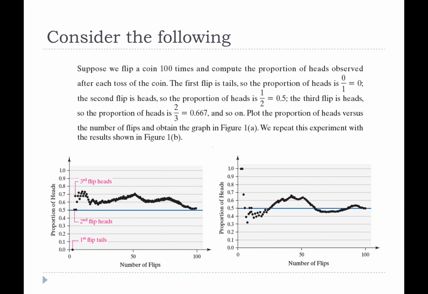Consider the following. Suppose we flip a coin 100 times and compute the proportions of heads observed after each coin toss. The first flip is tails, so the proportion of heads is 0 out of 1, which means 0%. The second flip is heads, so now the proportion is 1 out of 2, which is 0.5. The third flip is heads, so now the proportion of heads is 2 out of 3, so 66%, and so on. Plot the proportion of heads versus the number of flips in the graph. We repeat the experiment with the results shown in figure 1b.